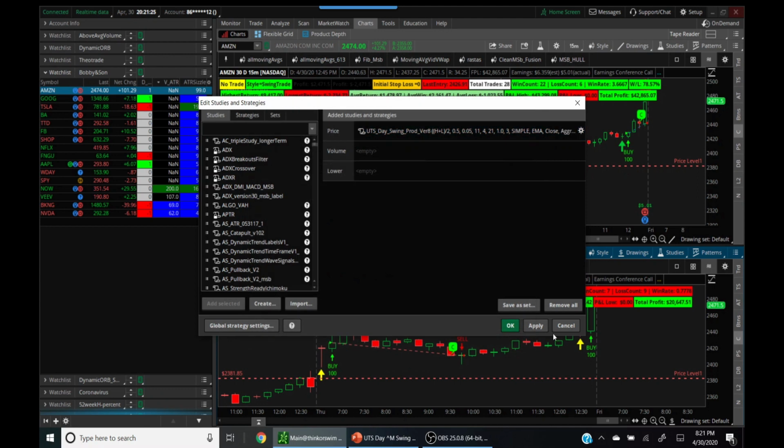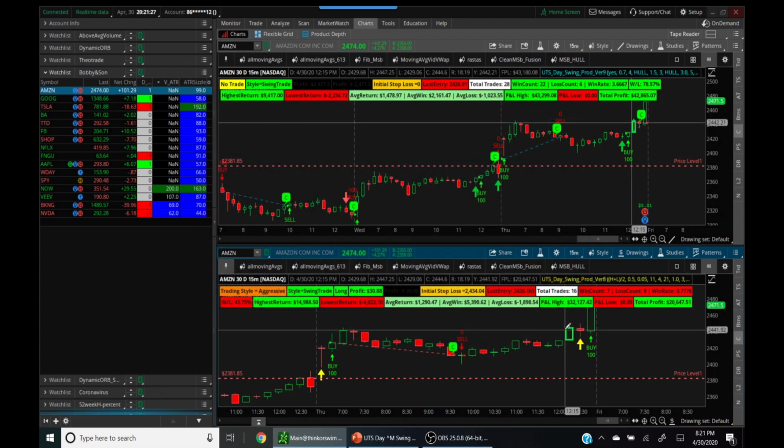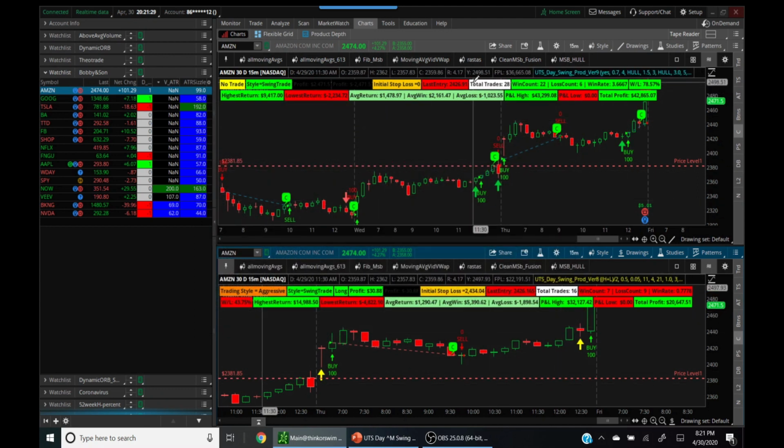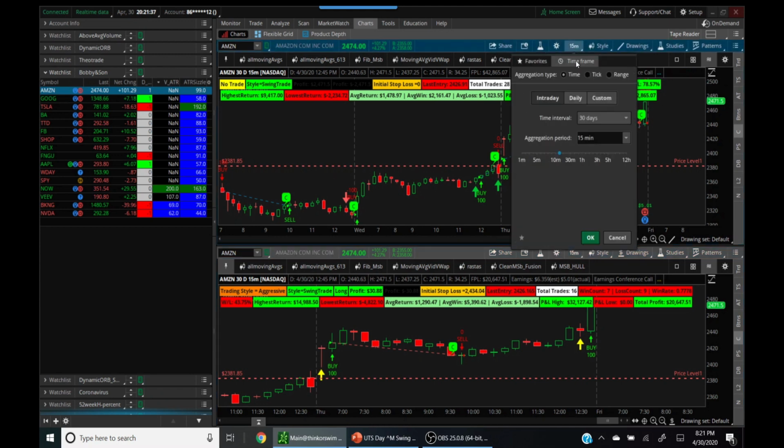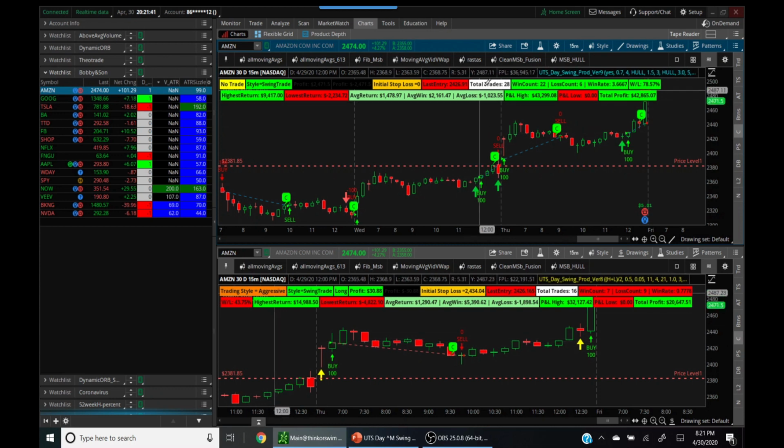Okay, so I'm going to cancel out of this, and what you can see here is a number of statistics, right? So the first thing you can see is the total number of trades this system took, and right now we're looking at 15 minutes and 30 days, so a little over a month. In this case the system took 28 trades, out of which 22 were wins and 6 losses, right?